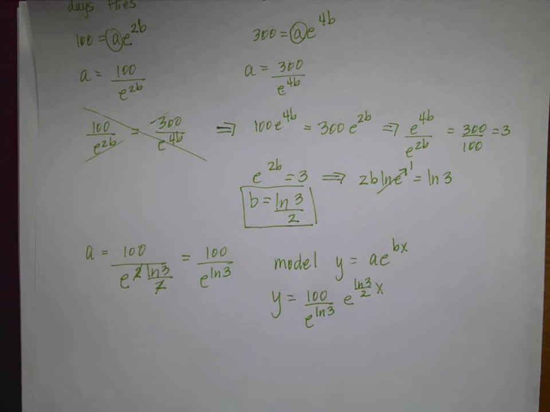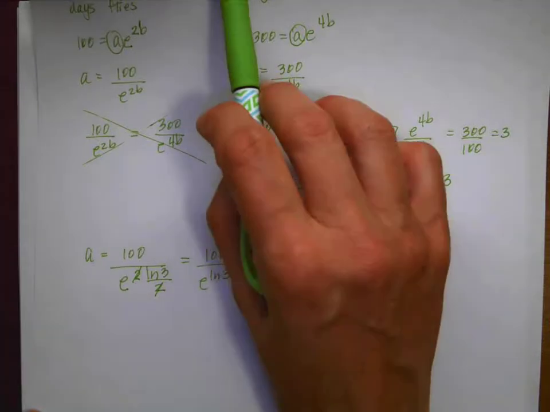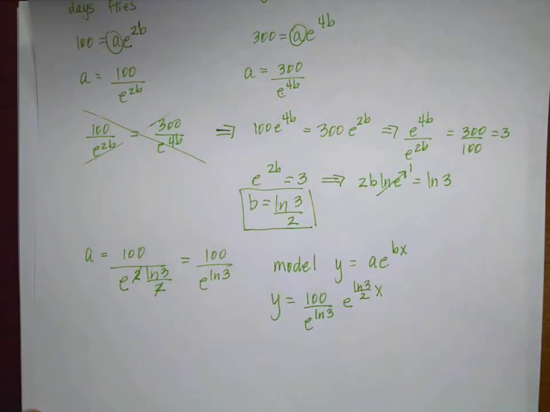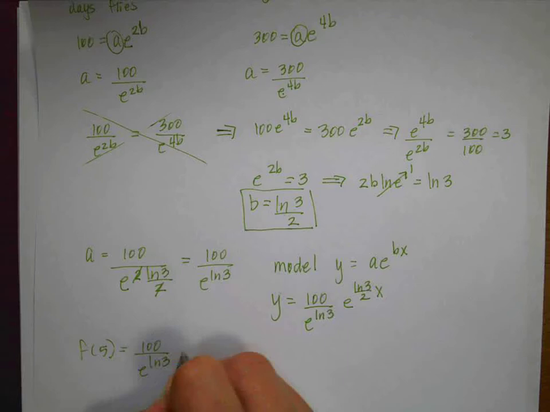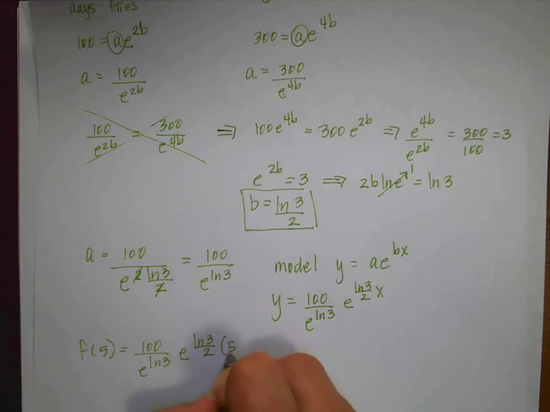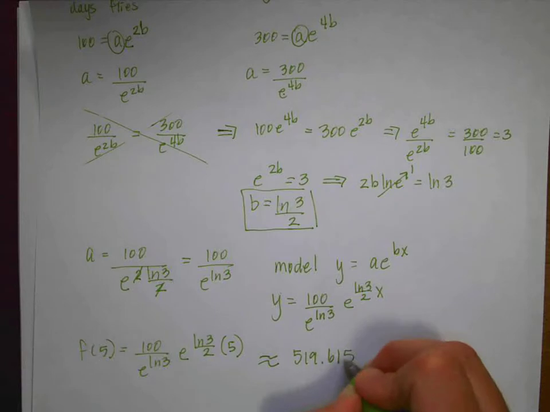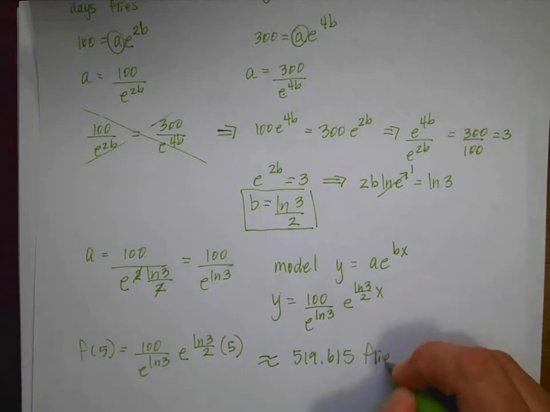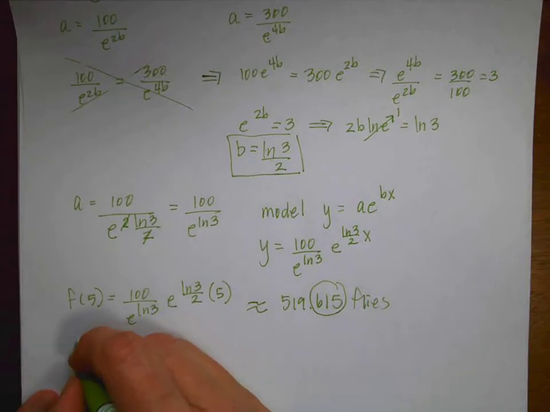The question said, how many flies are there going to be after 5 days? So the reason that I didn't get the decimal equivalent is because when I substitute in the 5, you're going to get a better answer. So f(5) is going to equal 100 divided by e^(ln 3), times e^((ln 3)/2 times 5). And when you do that math carefully in your grapher, you're going to get 519.615 flies, but 0.615 of a fly is gross.